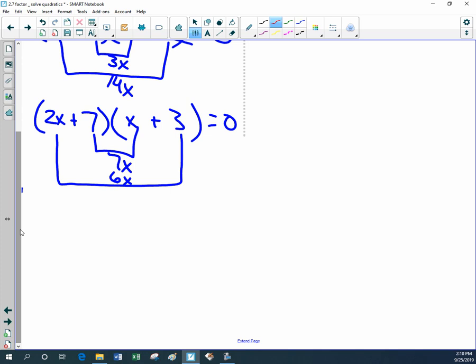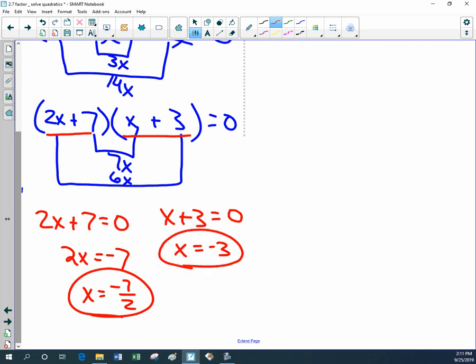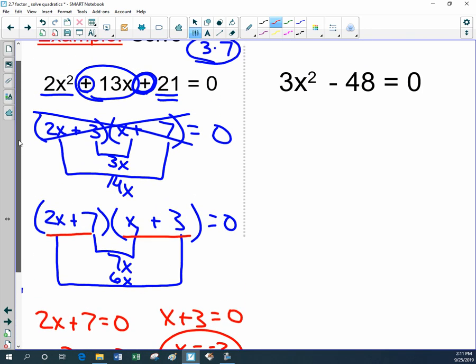And then once I have it factored, my next step is to set each factor equal to 0 and solve. This is the only part that is new from what we've been doing. Up to this point, we've just been factoring the problems. Today we're going to factor and solve. So we're going to factor the quadratic, then set its factors equal to 0, then solve for x. So we get x equals a negative 7/2 and x equals a negative 3. Okay, and those are our two solutions.